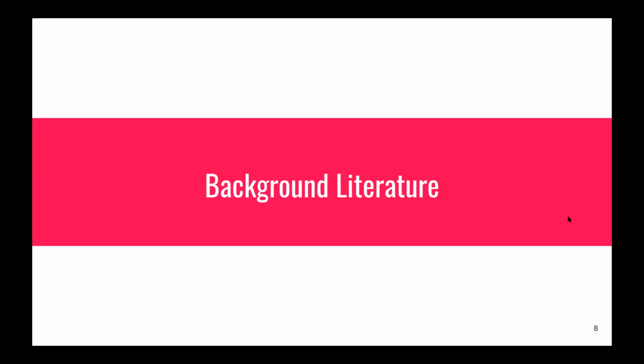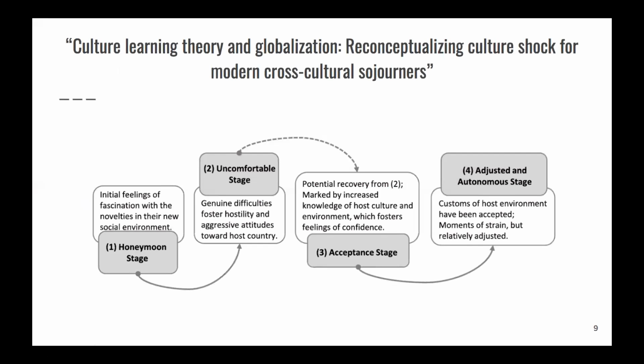Yeah, the literature review. I will remind you of some of our literature. First, cultural learning theory and globalization. It divides into 4 stages, as you see here. In the honeymoon stage, when you meet a new environment, you feel nice and like it. But in the uncomfortable stage, you meet difficulties and feel a negative impact. In the 3rd stage, you recover, accept the culture and gain confidence. And lastly, you feel a bit strained but already adjusted. Recent technologies can help reduce culture shock and increase cultural learning through online and mobile tools.